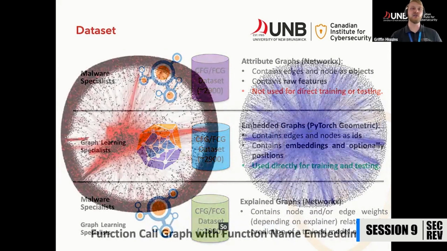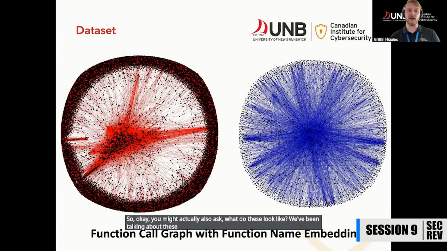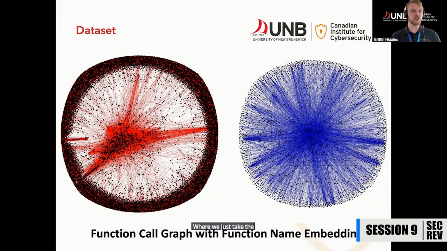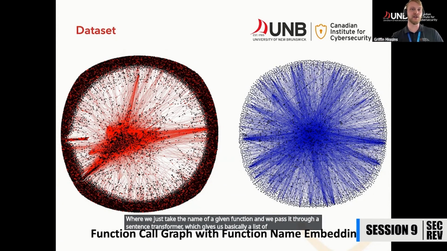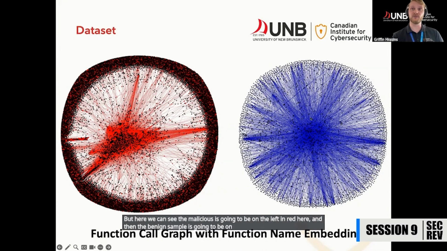So, okay, you might also ask, what do these look like? We've been talking about these at a very abstract level for a little while. These are two images of the function call graphs where we use the function name embedding technique, where we just take the name of a given function and pass it through a sentence transformer, which gives us basically a list of numbers that we place over the node, very simply put. Here we can see the malicious sample on the left in red, and the benign sample on the right in blue. We can see that these look like quite dense graphs, but actually it gets much worse.